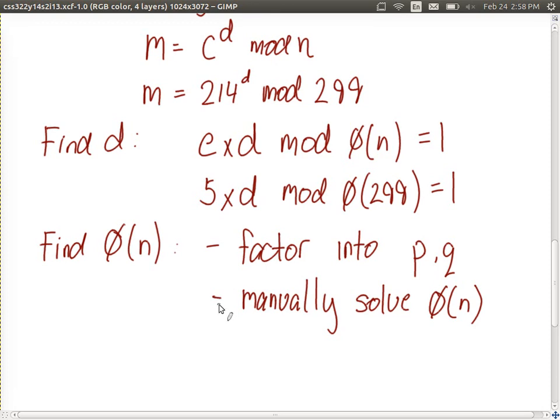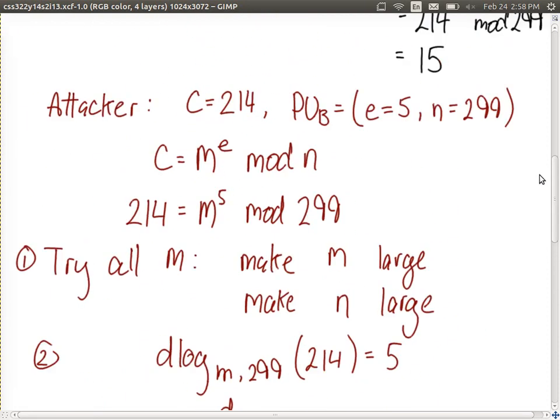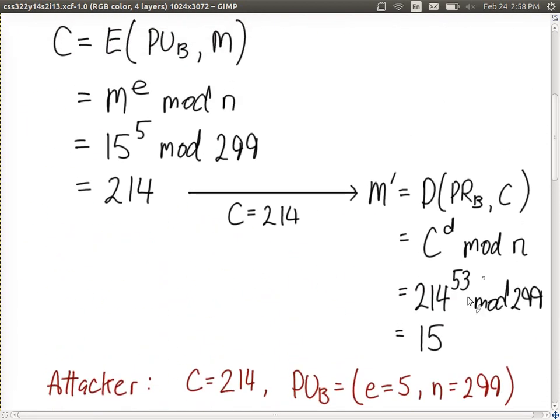So we want to do two things. We want to say a little bit about the practical use of RSA now and how large the number should be. And also we want to explain or prove why did we get 15 here? Why did we get the original m back?